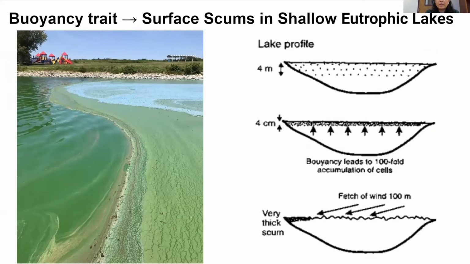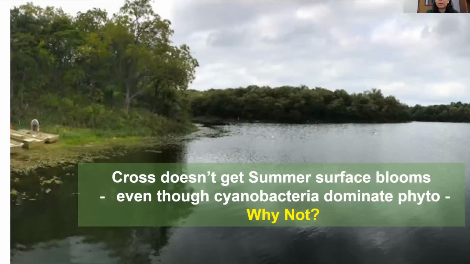So usually in the reservoirs and lakes that are very shallow and eutrophic in Kansas, during the summer we have a very calm, warm layer of water at the top, and it gives the cyanobacteria the environment to accumulate. If we have a breeze of wind, we can see these scums of cyanobacteria washed off to the shores. So we have these cyanobacteria blooms at the surface in shallow eutrophic lakes in Kansas. But we cannot see the same thing in Cross, and we want to know why Cross is different.